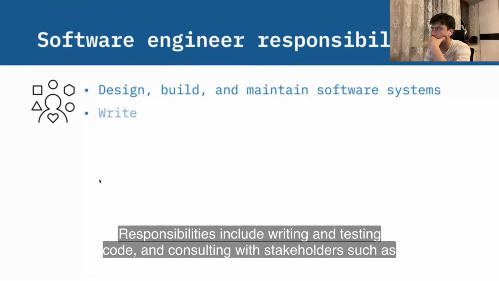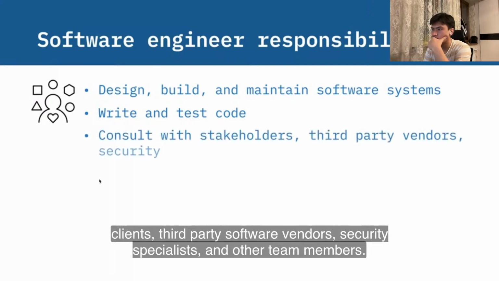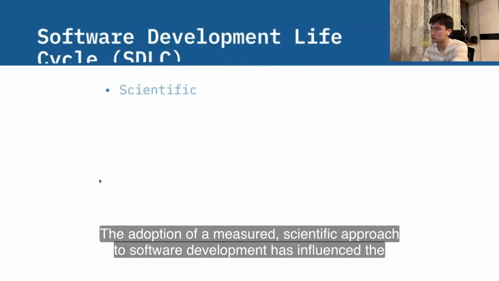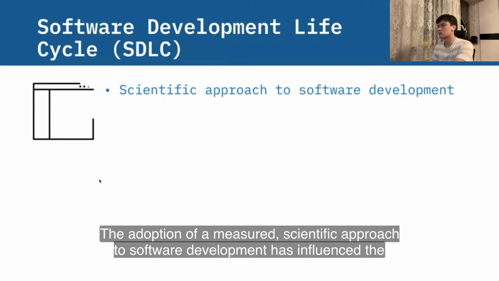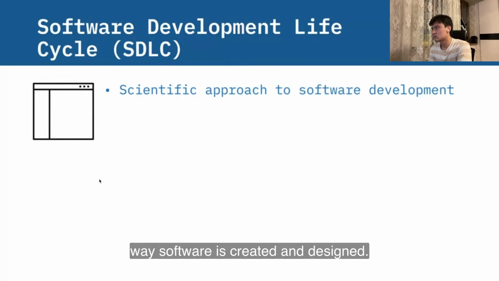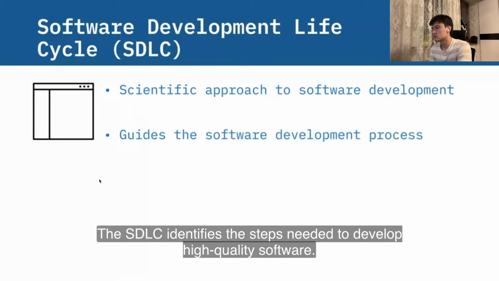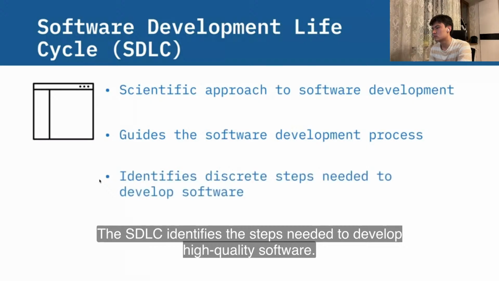Their responsibilities include writing and testing code and consulting with stakeholders such as clients, third-party software vendors, security specialists, and other team members. The adoption of a measured scientific approach to software development has influenced the way software is created and designed. Today, the development process is typically guided by the Software Development Lifecycle, or SDLC. The SDLC identifies the steps needed to develop high-quality software.